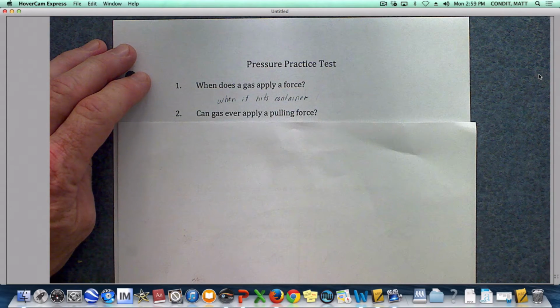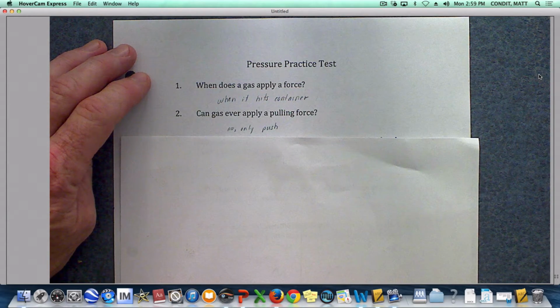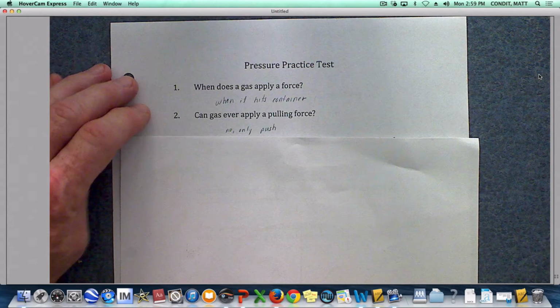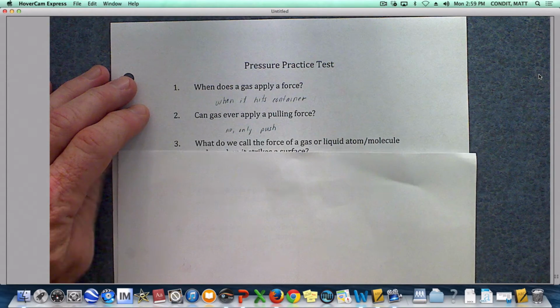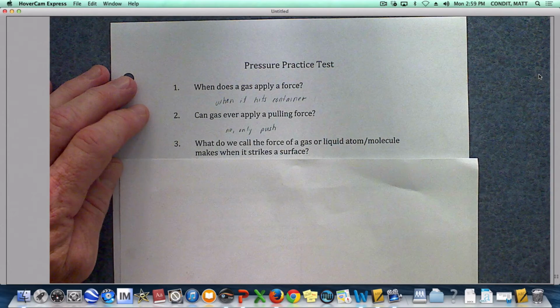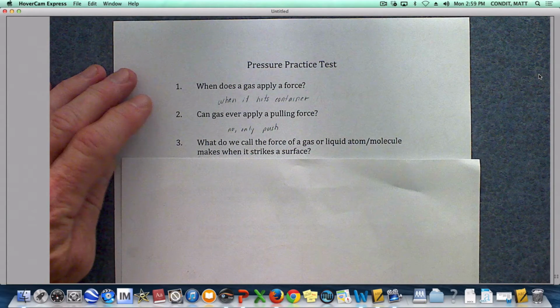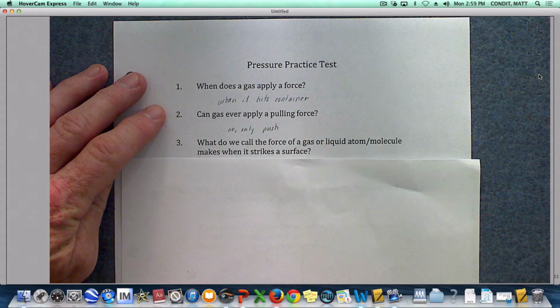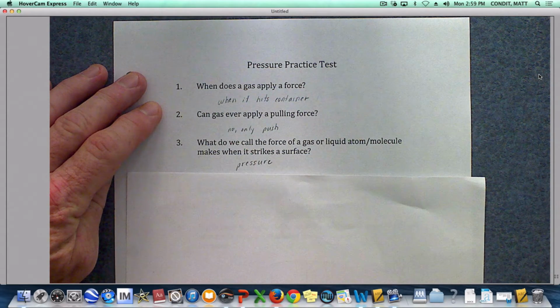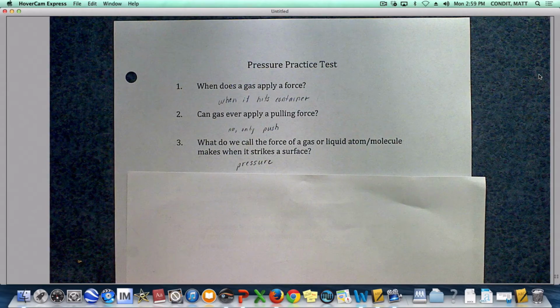Can a gas ever apply a pulling force? No, it can only push. There's no such force as suction. Next, what do we call the force of a gas or liquid atom or molecule when it strikes a surface? Well, force is a generic word. When we have gases or liquids, we give it a specific name, which is pressure.